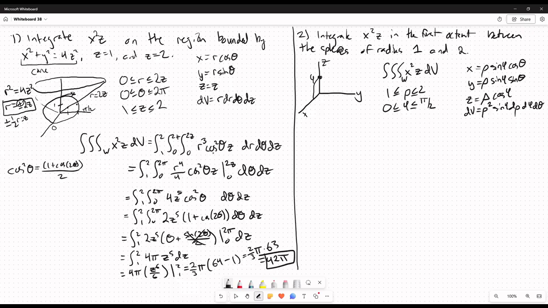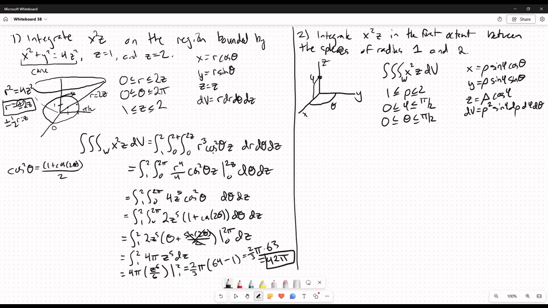Similarly, for theta, that's asking how far am I rotating around this way. I'm also only going a quarter turn, so that's also going to be between 0 and pi over 2. So let's go ahead and set up my integral.